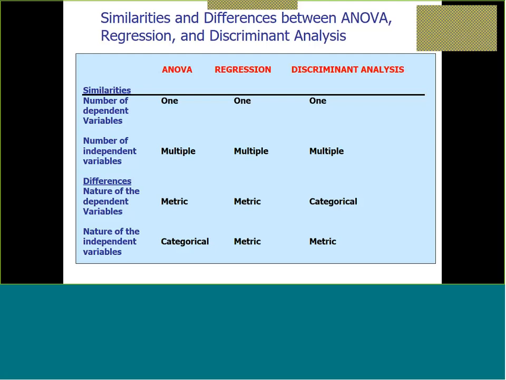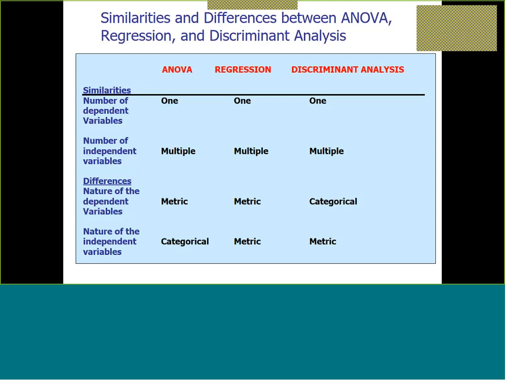For similarities, I am comparing two characteristics, the number of dependent variables and the number of independent variables. Whereas in differences, I am taking two characteristics, the nature of the dependent variables and the nature of the independent variables. So for ANOVA, the number of dependent variables is 1 and the number of independent variables is multiple. And for regression and discriminant analysis also the same holds. So this is the common property of all three analysis techniques.